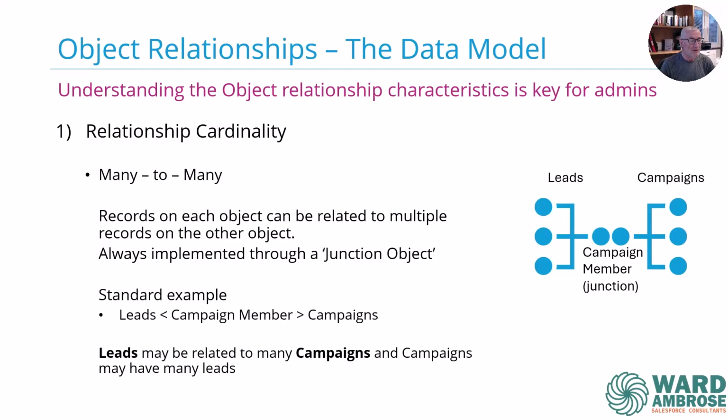And a standard example of this is leads. The leads object can have a many-to-many relationship with campaigns, but it has a junction object that sits in the middle that connects the two, which is called the campaign member. A campaign could be related to many leads, and a lead could be related to many campaigns.